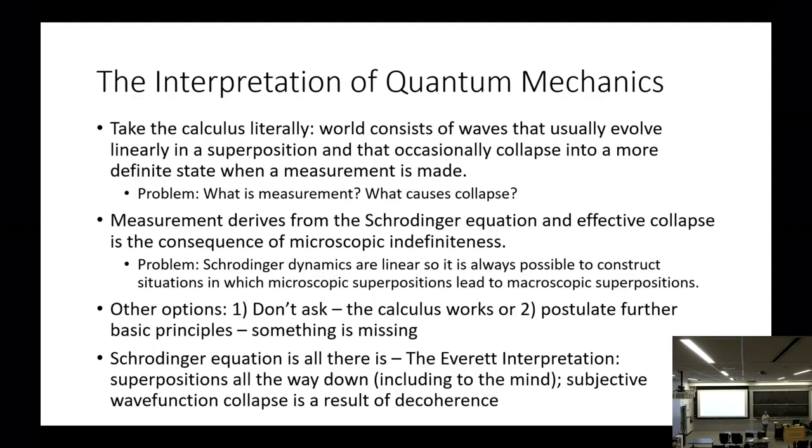The first one, the one that is often out there most widely, and maybe it's the least problematic in a lot of ways, is the one that's written in the first bullet point. And that's, let's take the calculus literally. The world consists of waves. They evolve linearly in a superposition, and they occasionally collapse into a definite state when I make a measurement. Okay, that's kind of what we just went through. That's postulate 2 and postulate 3, and that's good. So the calculus is literal.